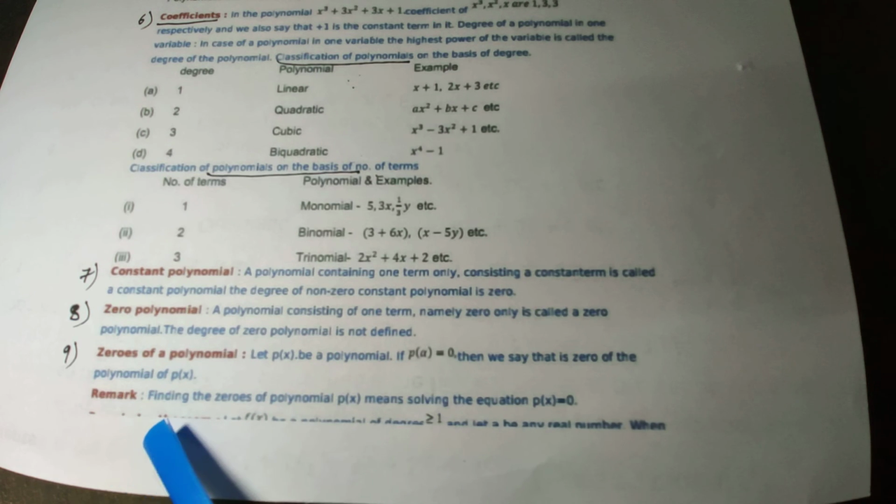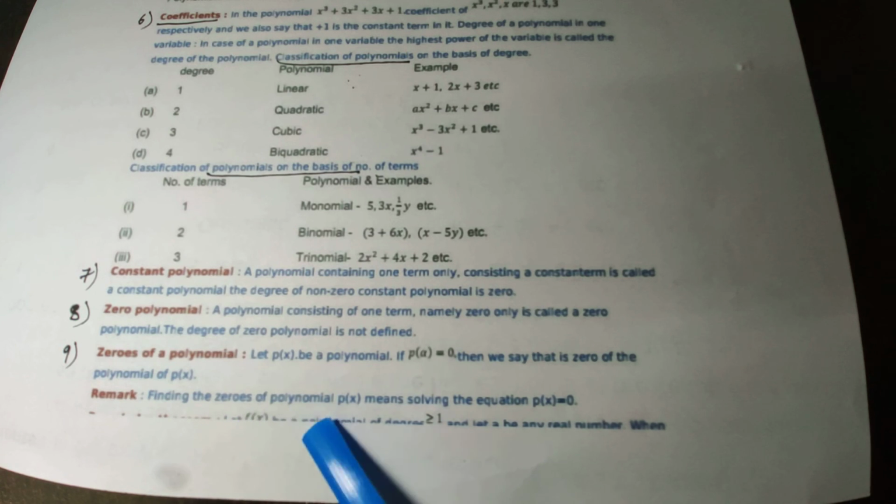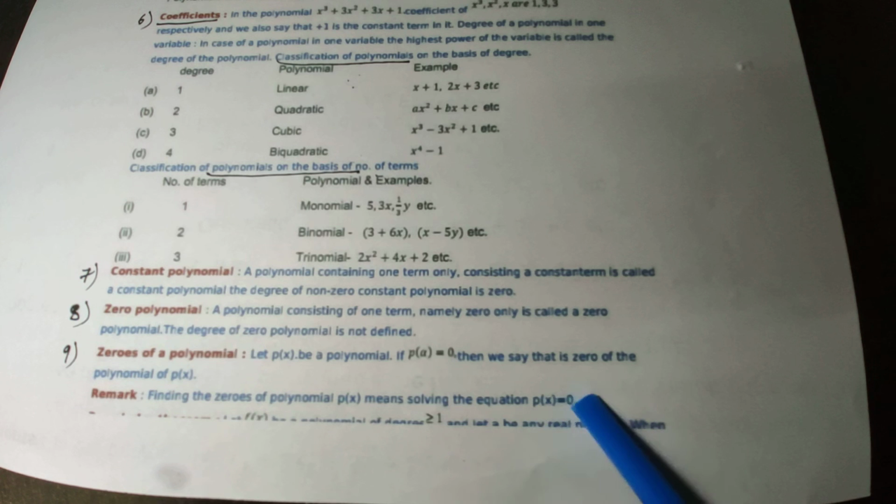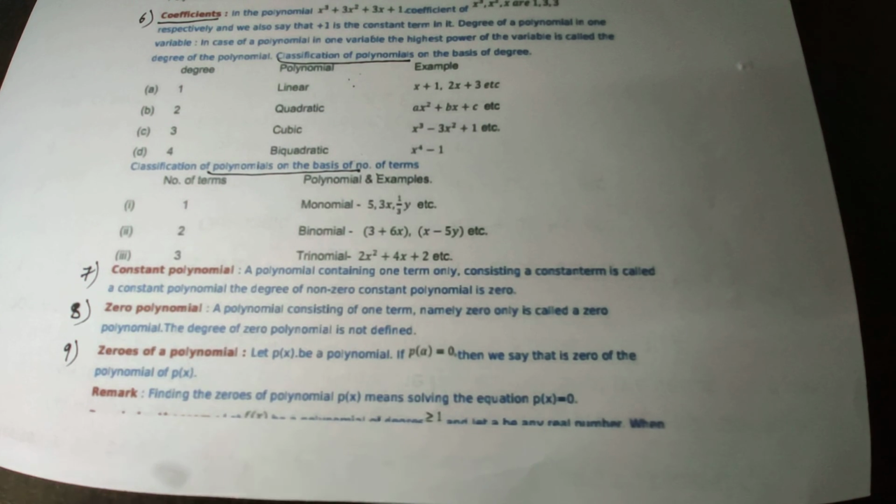Okay, remark. If you are asked to find the zeros of the polynomial, it means you have to solve the expression p(x) equals 0. The polynomial you will equate to 0. या जो भी polynomial दे रखा है उसके आगे इक्वल टू लगाएंगे, 0 लिख देंगे और एक इक्वेशन बना के x की वैल्यू सॉल्व कर लेंगे. ओके.